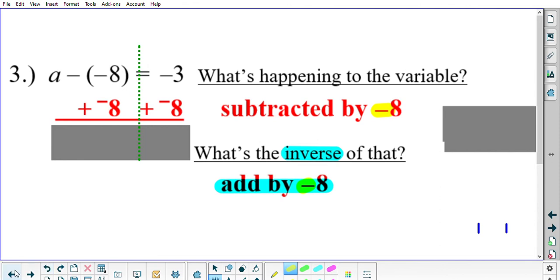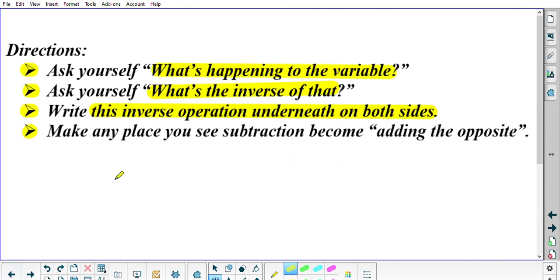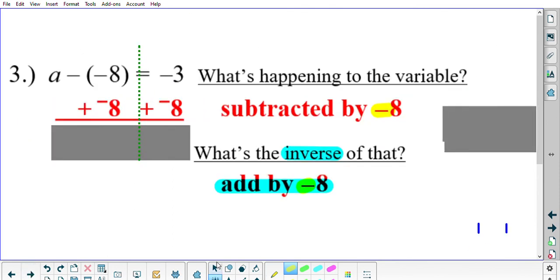What is the fourth step? The fourth step is any place we see subtraction, make it adding the opposite. So where do we see subtraction? Not on our inverse. Our inverse was adding by -8 underneath on both sides. But on the original problem, we see a minus -8. And I hope you guys know, whenever there's only a number inside, coming to the right of a minus or plus, then the parentheses really don't matter in that situation.